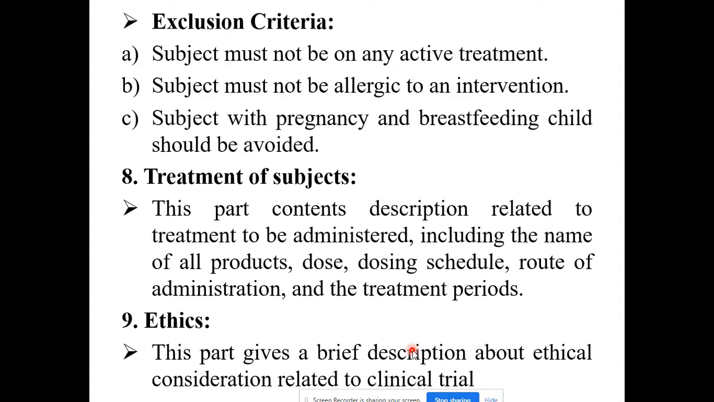Now here, student, from the heading only we can understand. In this particular heading, what information are we giving? We are giving the information in concern of the treatment of subject. What kind of treatment you are giving to the subjects who are participating in your clinical trial study. So details of that particular treatment we have to mention in heading number 8, that is treatment of subject. This part contains description related to the treatment which is required to be administered, including the name of all the products, dose, dosing schedule, route of administration, and the period of treatment.